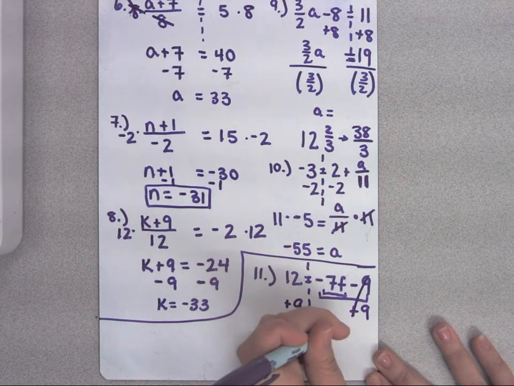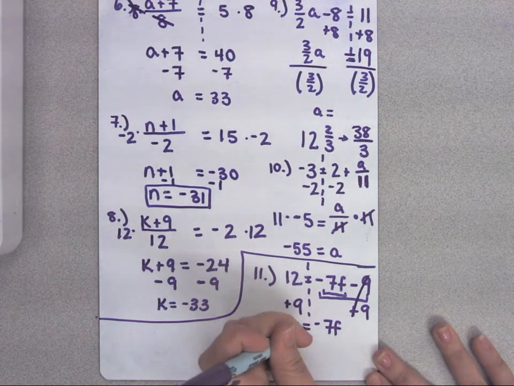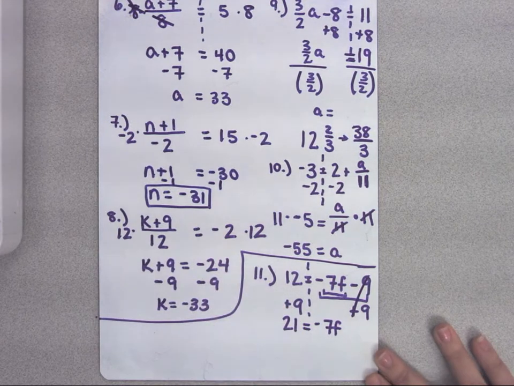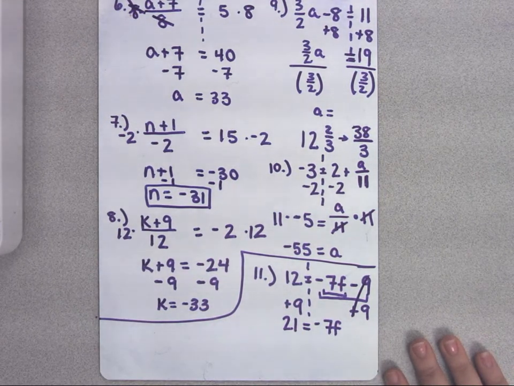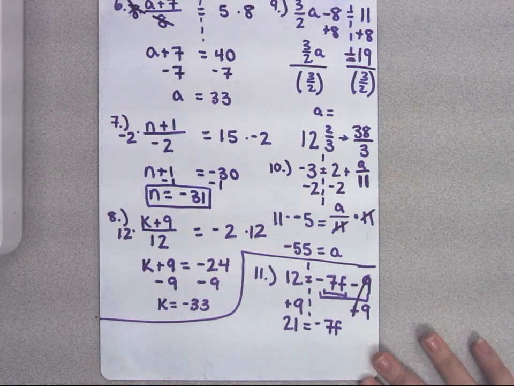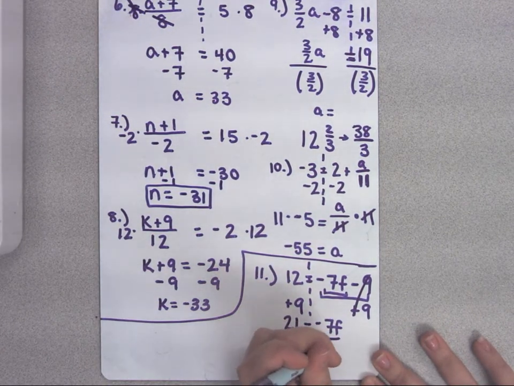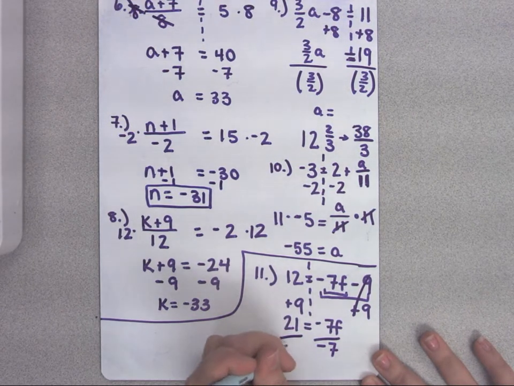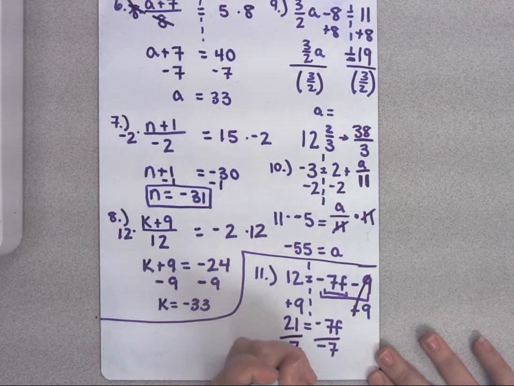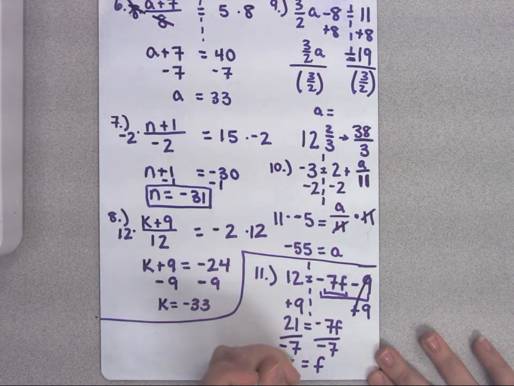You have -7f equals, what is 12 plus 9? 21. What is the -7 and the f actually doing together? How do I get rid of -7 times f? Don't forget to take the negative with the 7. What is 21 divided by -7? -3.